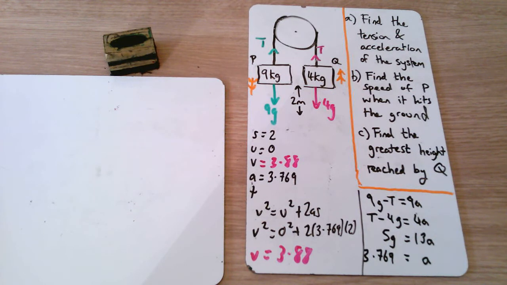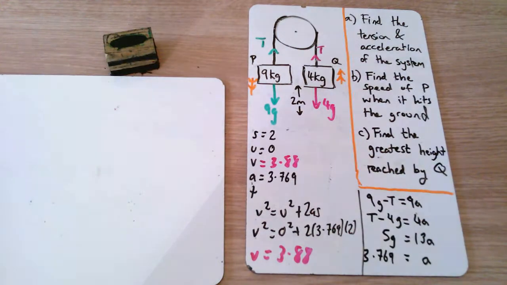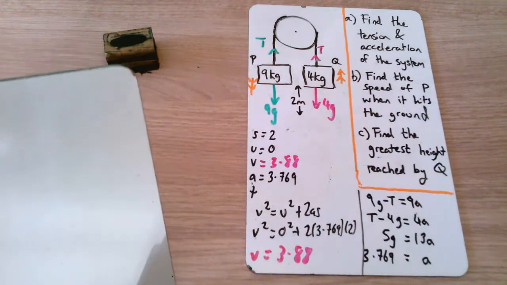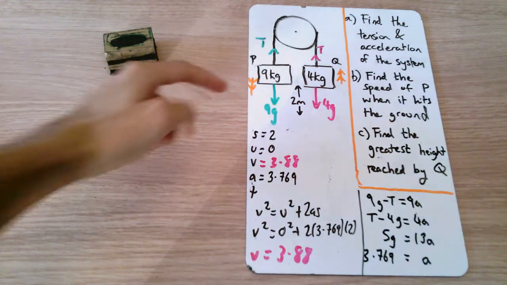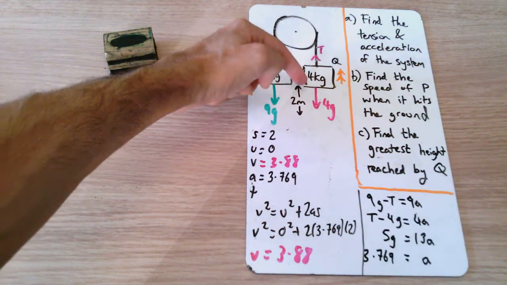The next part comes down to understanding what happens when the 9 kilogram block hits the ground. I've already said this is a two-step SUVAT. Now, when this particle hits the ground, the 9 kilogram block is going to stop going downwards. The 4 kilogram block is going to move upwards.